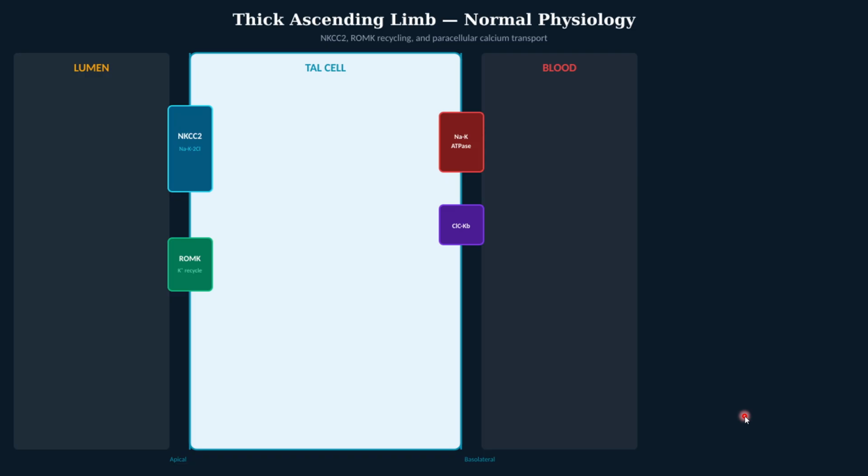So now let me show you what's actually happening inside a thick ascending limb cell. So this is the thick ascending limb cell. On the left is the tubular lumen, the urine side. On the right is the blood.